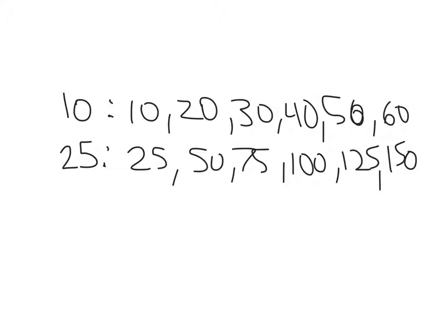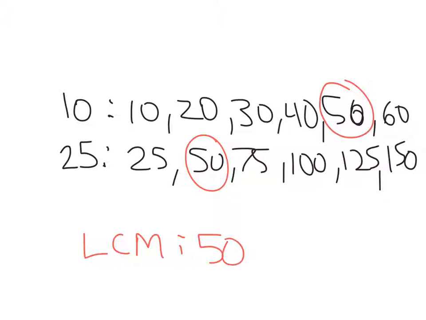So if I look up here for tens, well, the first one that I get that's in both is going to be 50. So that's going to be the least common multiple, or it's frequently called LCM, of 25 and 10, which is going to be 50. Because that's the smallest number that both 10 and 25 divide into evenly. And that's what a least common multiple is.